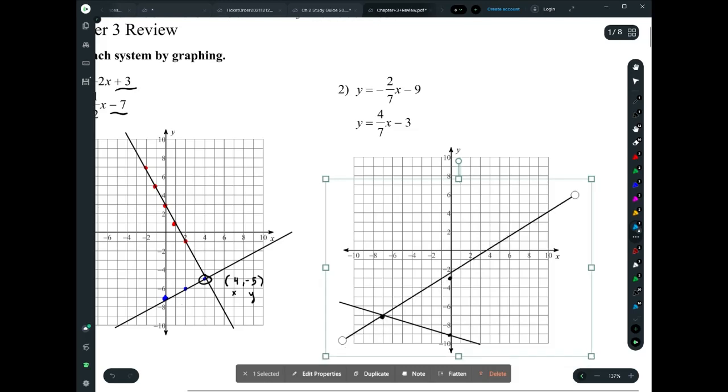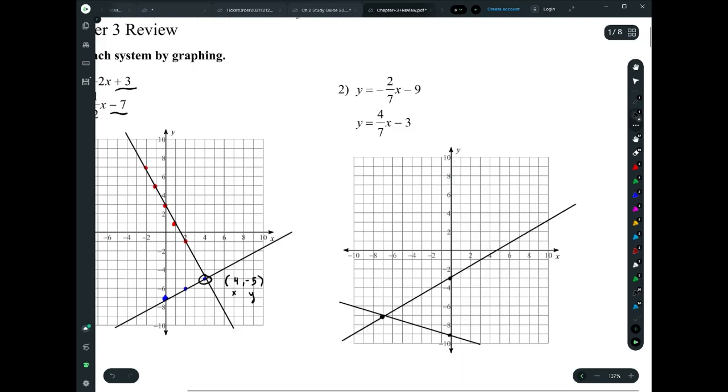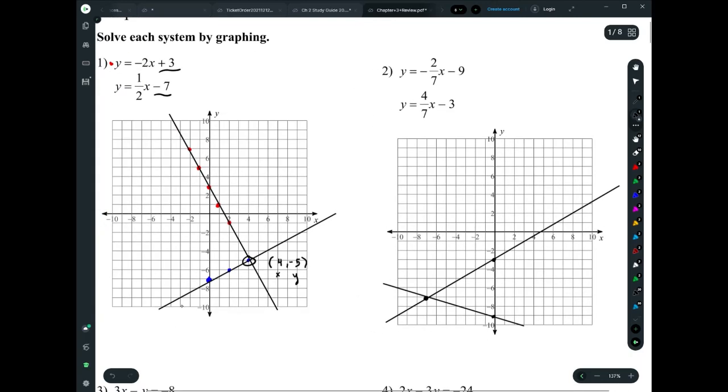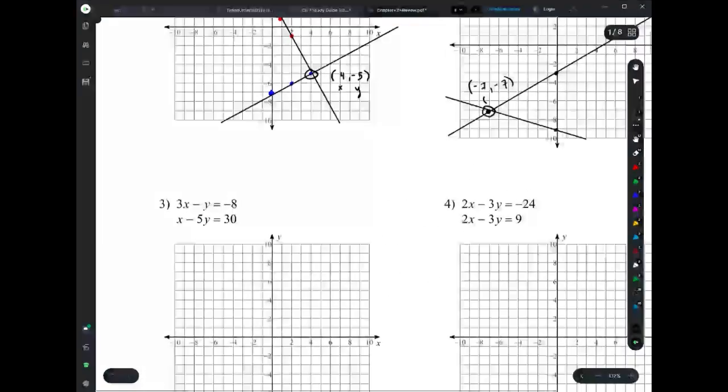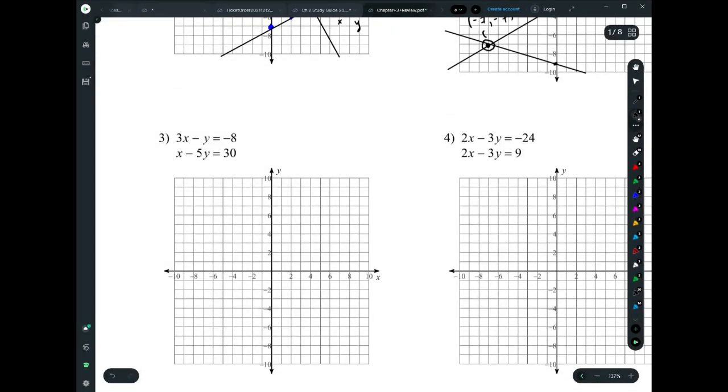Please do try and be rather precise when you are graphing. I know I'm kind of going quickly here, but they should connect at a nice point, and sometimes students don't quite get that point because they're going too quickly, sorry. -7, -7 is that intersection.